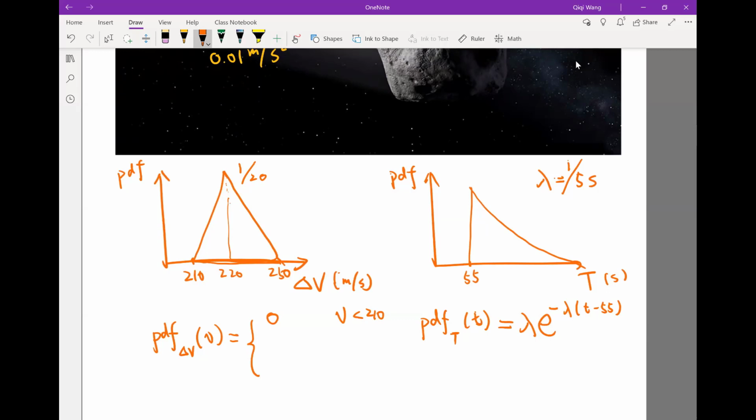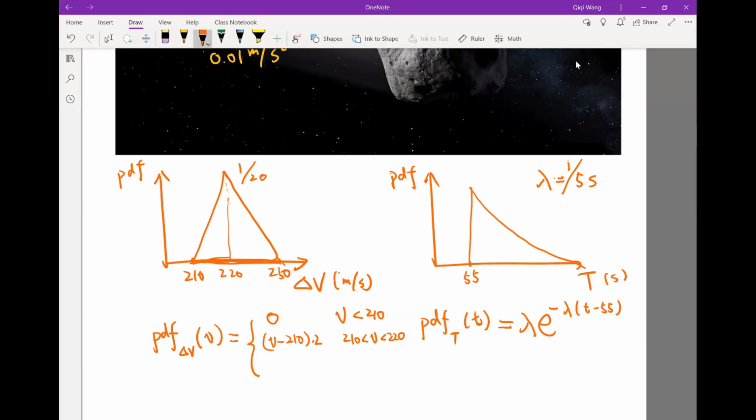Okay, so the PDF is going to be (v - 120) times 2 if v is in the interval of 120 and 210 and 220. Oh, times actually 2, not 20, because that's 2 is going to be the slope of this, right?